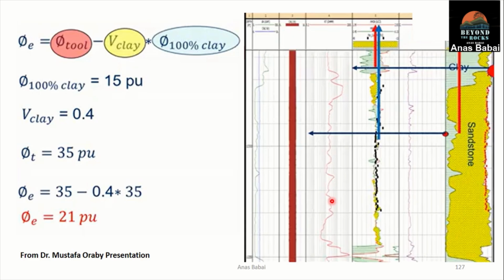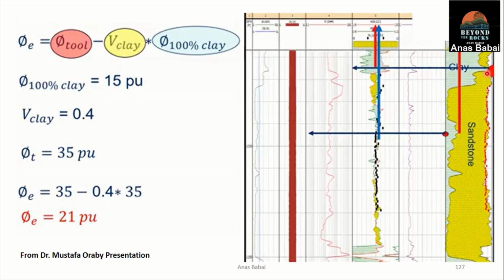Let's see an example. We want to calculate the effective porosity in this interval. For the reading of the porosity from the tool in this zone, we take the sum of the values of the neutron and density and divide it by 2 to get the porosity from the tool, which is 35 porosity percent. And then we will find the volume of clay.